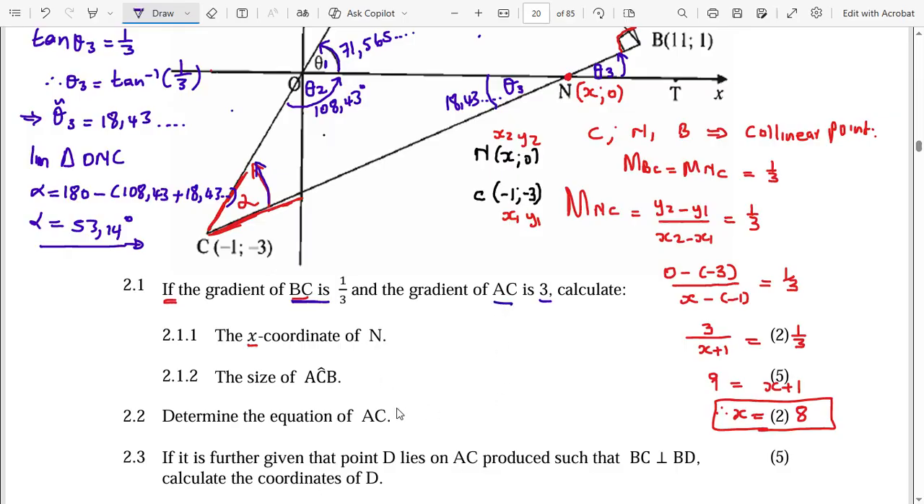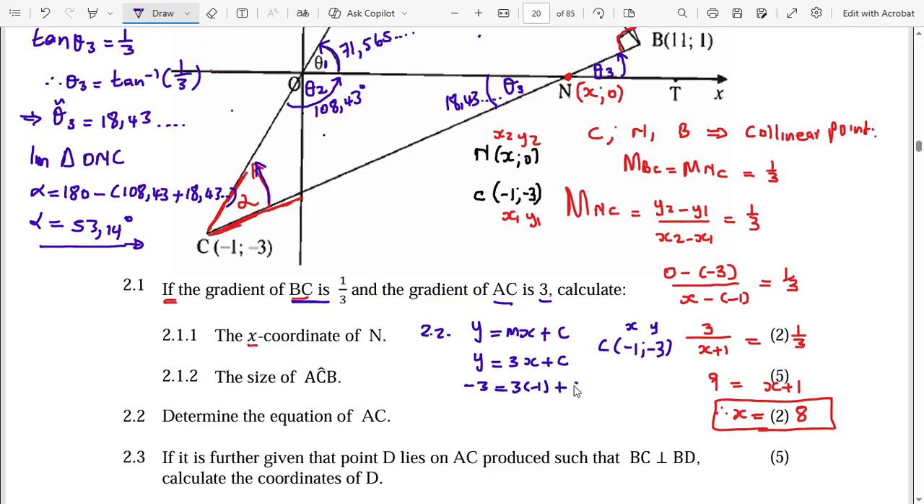We can just substitute. When they say determine the equation of AC, we know that this should be in the form y = mx + c. So the gradient is just 3. Then we can choose any point between C and A to substitute here. So I'm just going to substitute C, which has the coordinate (-1, -3). This is my x, this is my y. Where there's y, I put -3. Where there's x, I put -1.